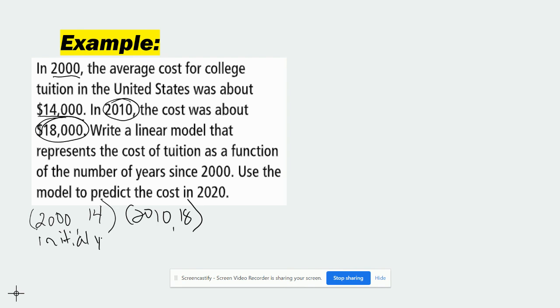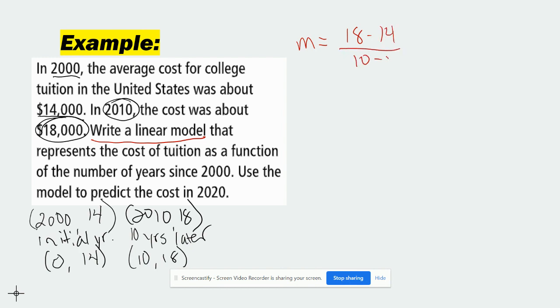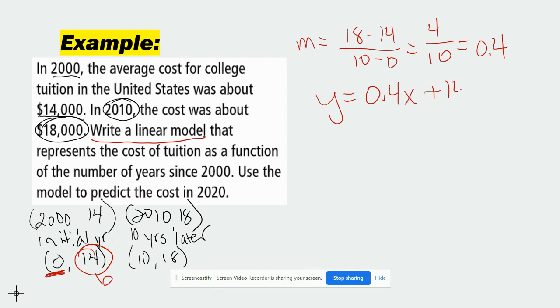So since this is the initial year that they're doing this data, we can say that's year 0 at 14,000. And then 2010 is 10 years later. So x is now 10 at 18,000. Our first task is to write a linear model. So start with the slope. We have 18 minus 14 over 10 minus 0. That's 4 over 10, which is 0.4 when we divide it. We have our 0 ordered pair, so b is 14,000. So our linear model, 0.4x plus 14.